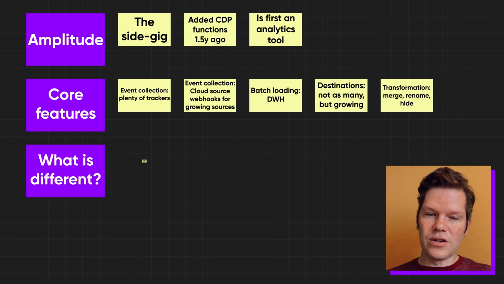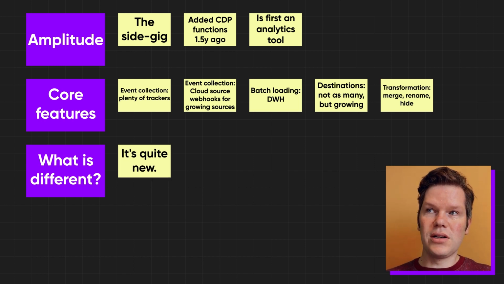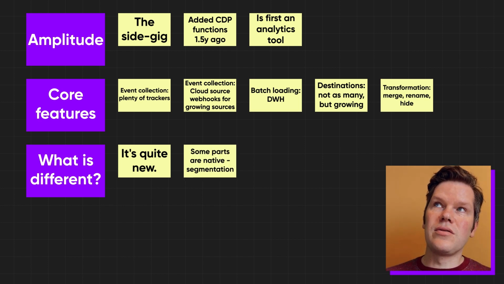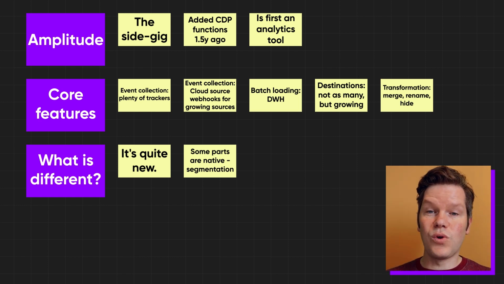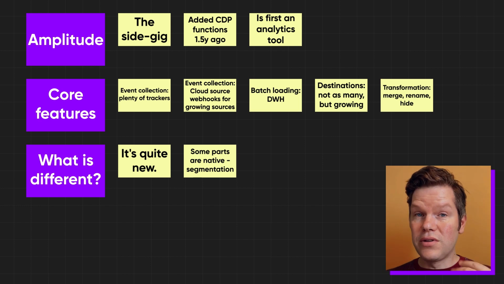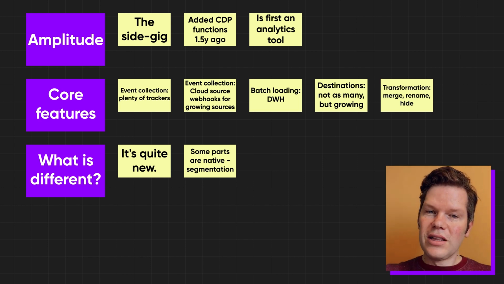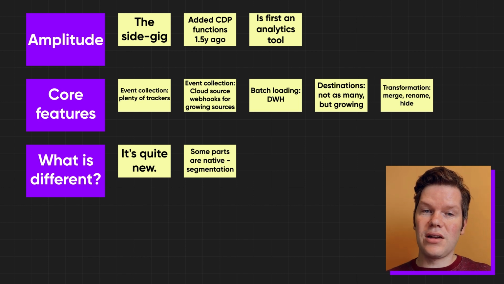First of all, of course, it's quite new. So the CDP functionality is not around so long and it's growing. So we really have to see which parts are coming to this. One interesting part which is really native to Amplitude is segmentation. I mean, this is what you do in a product analytics tool. You segment like hell. You create this kind of cohort of people, this kind of segmentation, this kind of audience.